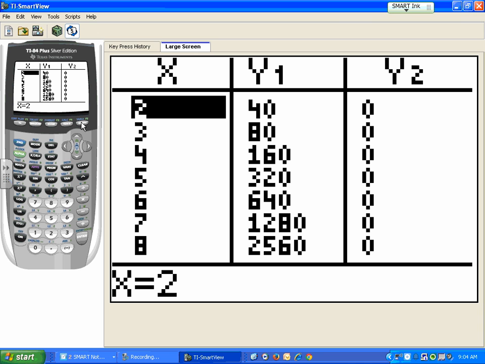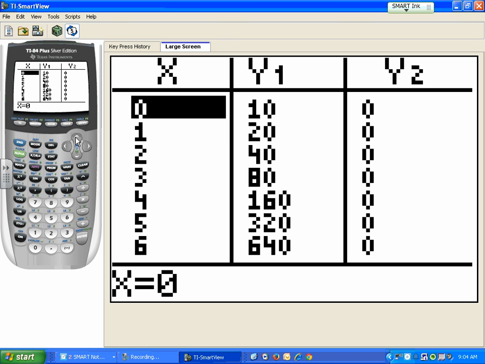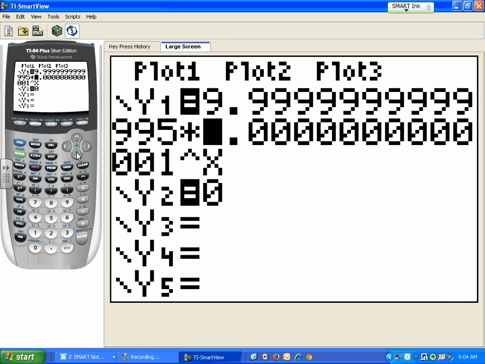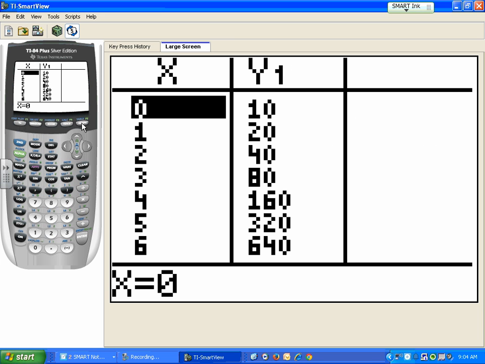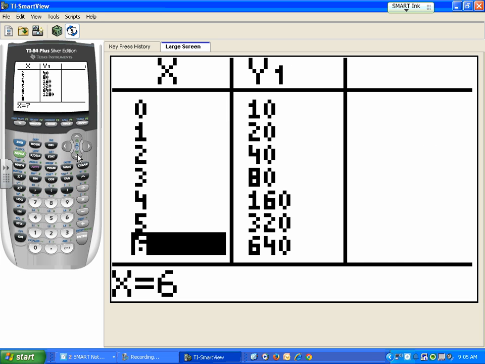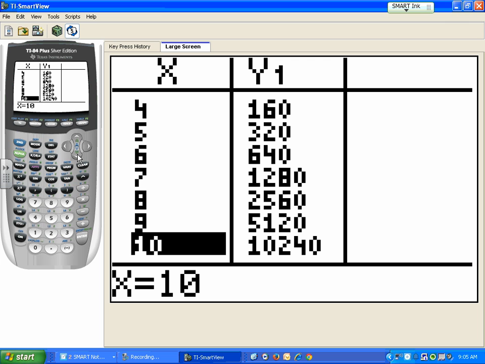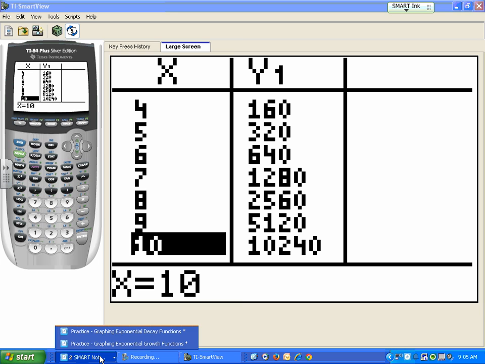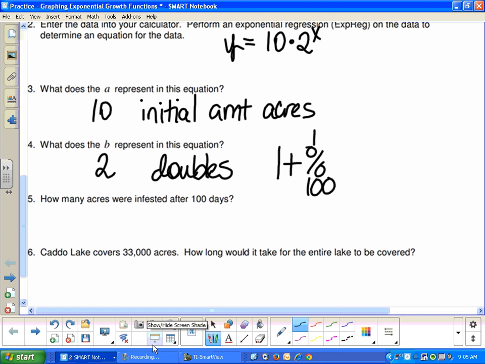So we end up with, because we started up there at the 0 days, it started at 10, and we're increasing down here. I have another equation here. Okay, so if we go down to 10, how many acres are affected? 1,024. So that's what we want to have for, how many are affected after 100 days? 1,024 acres.